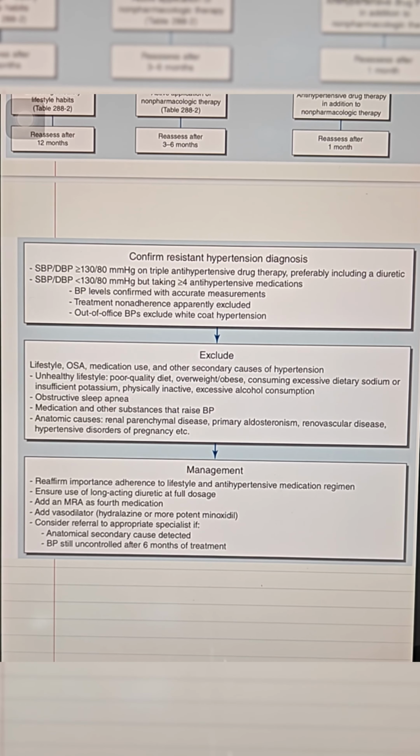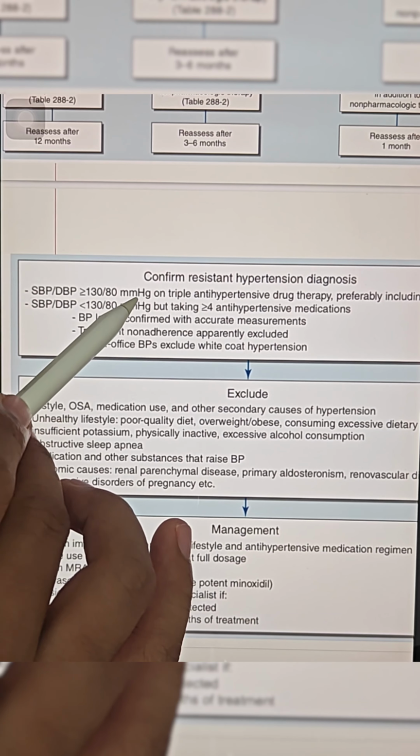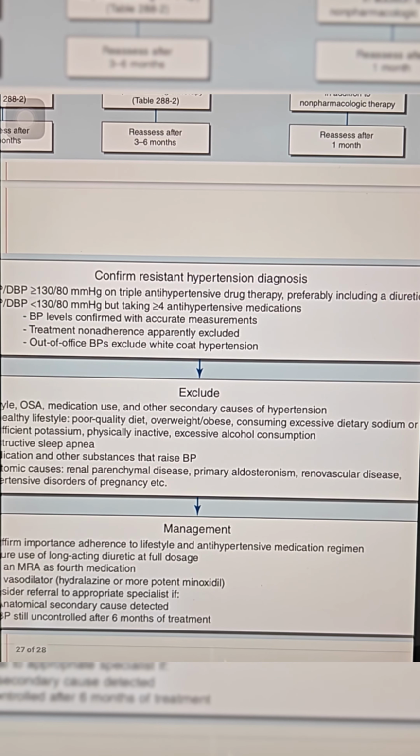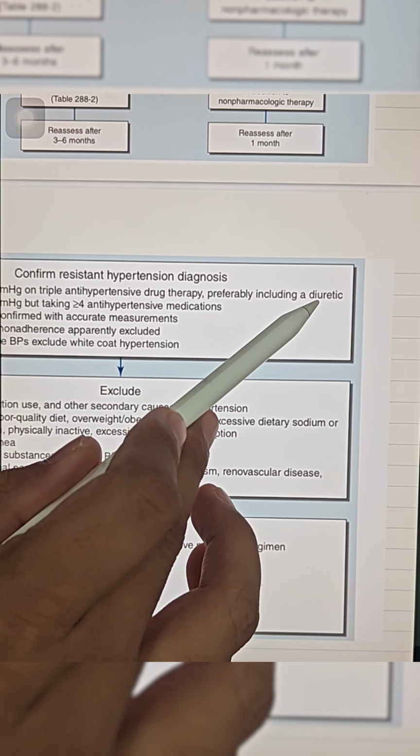So what is resistant hypertension? Systolic and diastolic BP is more than 130 by 80 on triple antihypertensive drug therapy, that is ACE inhibitor or ARB, CCB, or ARB, ABM, whichever you are prescribing. But an important point here is preferably including a diuretic.